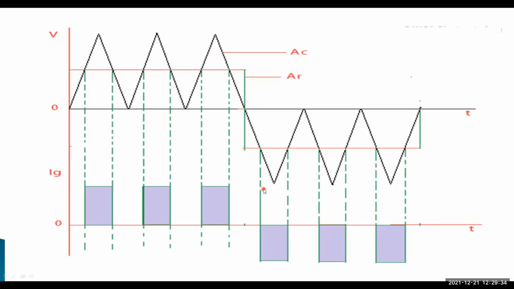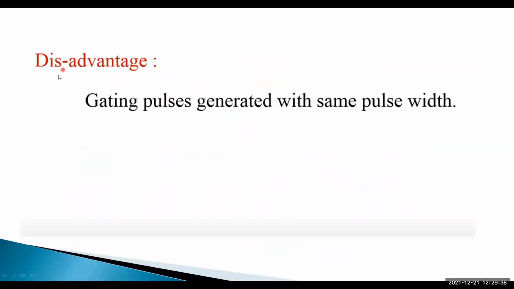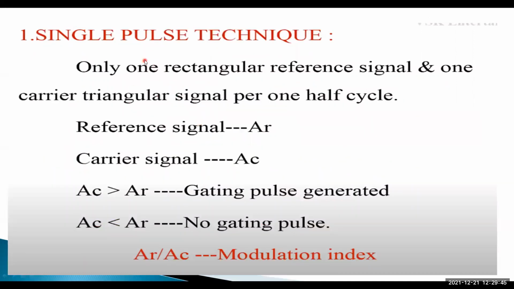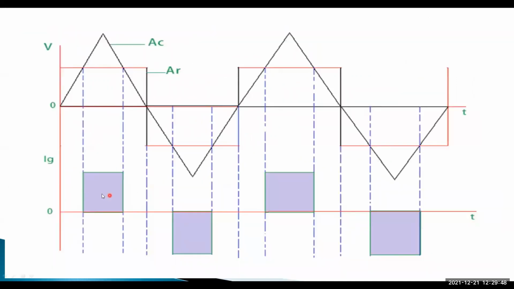Here one main disadvantage is that the gate pulses are generated with the same pulse width. In the single pulse technique, the width of the gate pulse is the same. This is the width of the gate pulse, and this is also the width of the gate pulse. That means the widths of the gate pulses are the same. So that is the drawback.